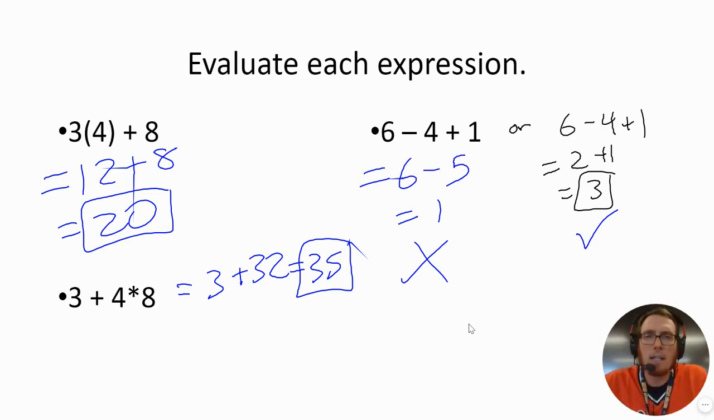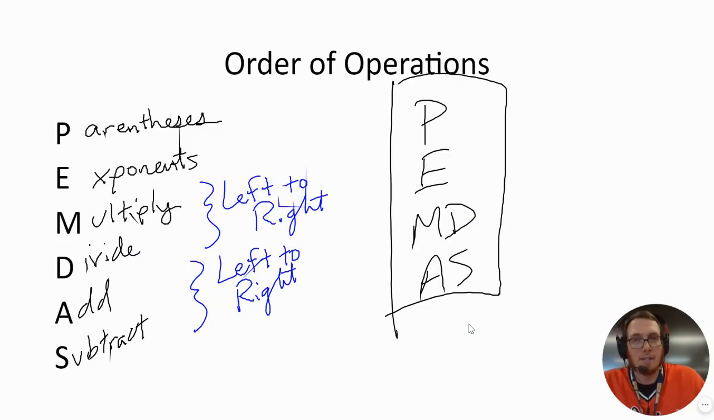On the far right side, there's a 6 minus 4 plus 1. And this is the issue that many students have with order of operations. The first option says take 6 minus 5, because 4 plus 1 is 5, and then subtract them and it's 1. The problem with that is there's a common misconception about the order of operations that deals with PEMDAS.